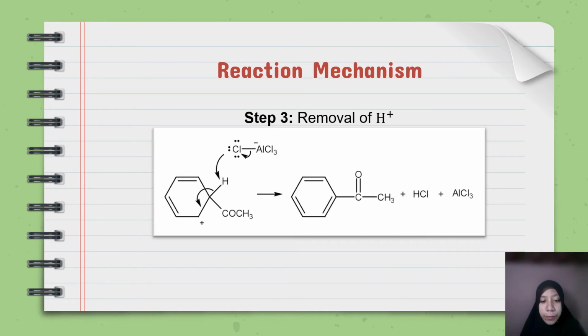Step 3. Removal of H+. This H will be removed by the AlCl4- ion and this electron here will move here to form the double bond and the product formed is phenylethanone. HCl is the byproduct and the catalyst is regenerated.